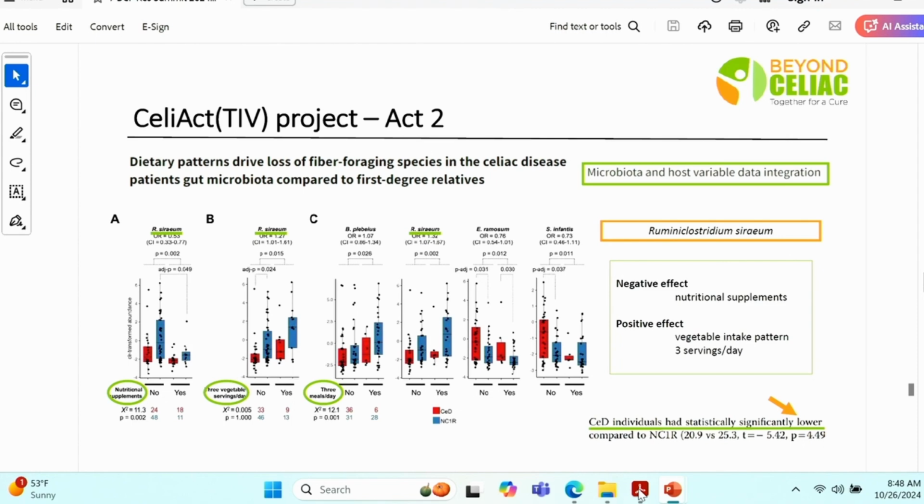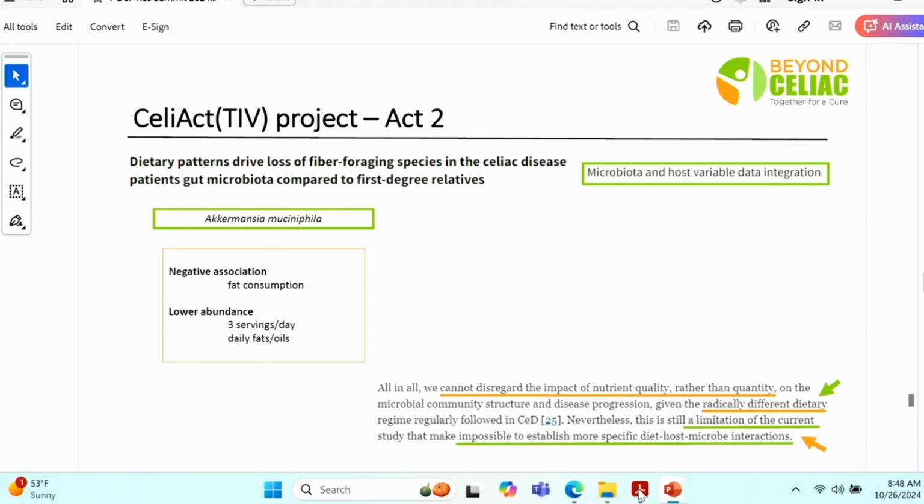There was an increase in this species if a person ingested more vegetables or had 3 servings a day of meals. But in celiac and non-celiac, there were lower levels of this species. Akkermansia muciniphila, the same thing. And just to give a highlight, of course, we can never forget that although they are relatives, they have different diets because the non-celiac wasn't compliant with a gluten-free diet, okay? So we also have to keep that in mind when comparing results.